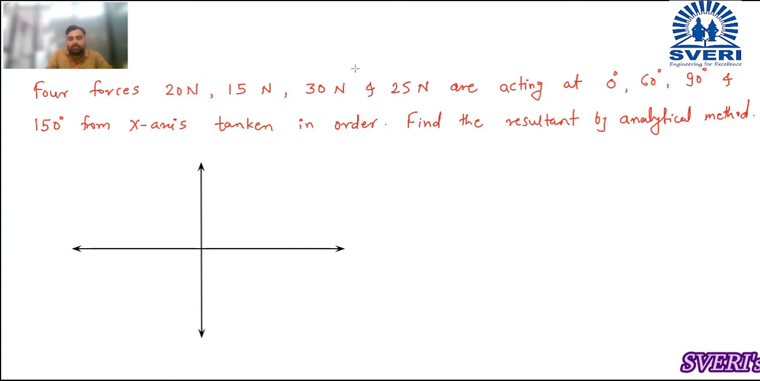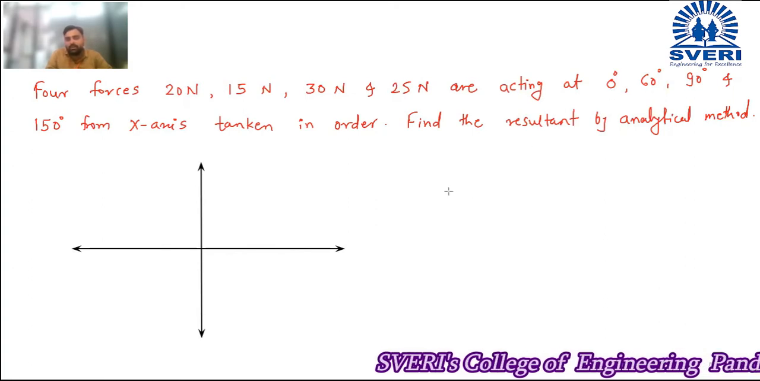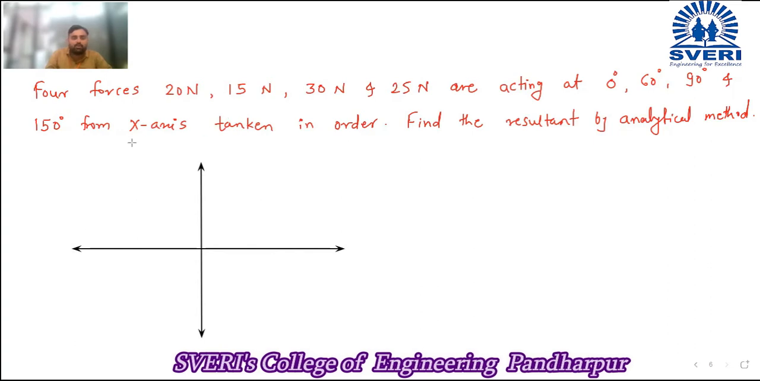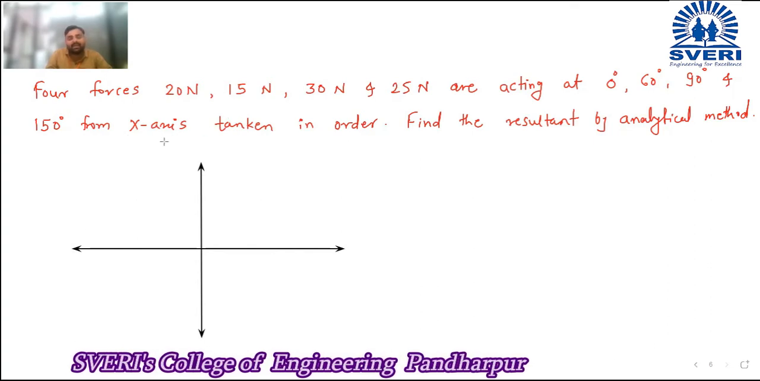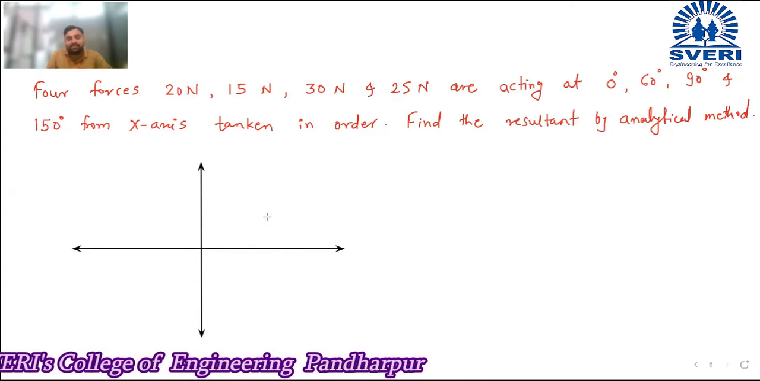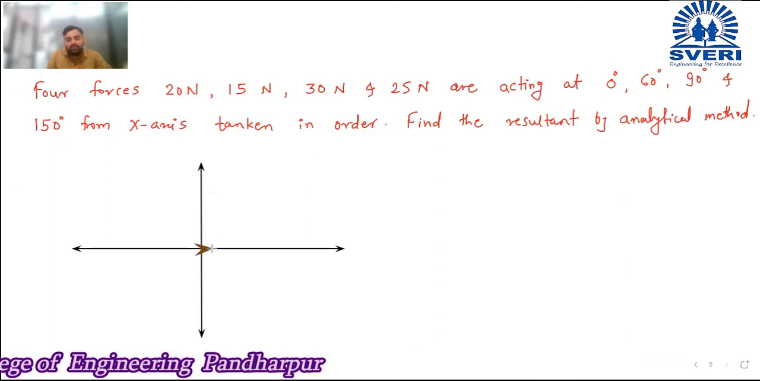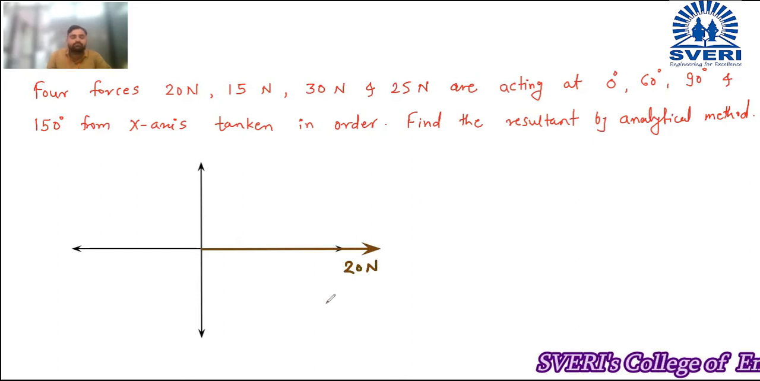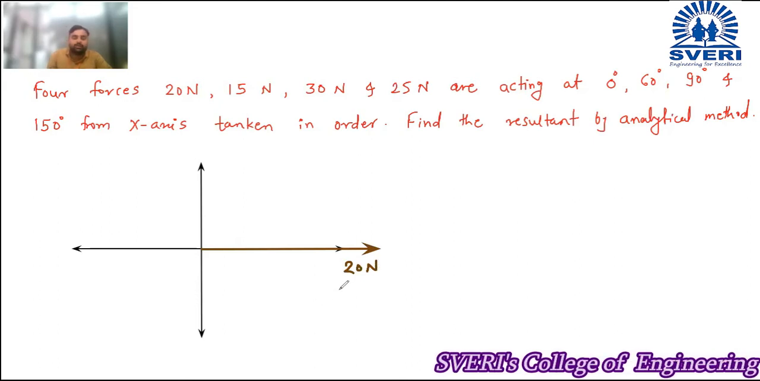First force is of 20 Newton. What is the angle? 0 degree. It is measured from which axis they have told us? It is measured from the x-axis. So from the x-axis, 0 degree. So the force will be like this. This is the force of 20 Newton.